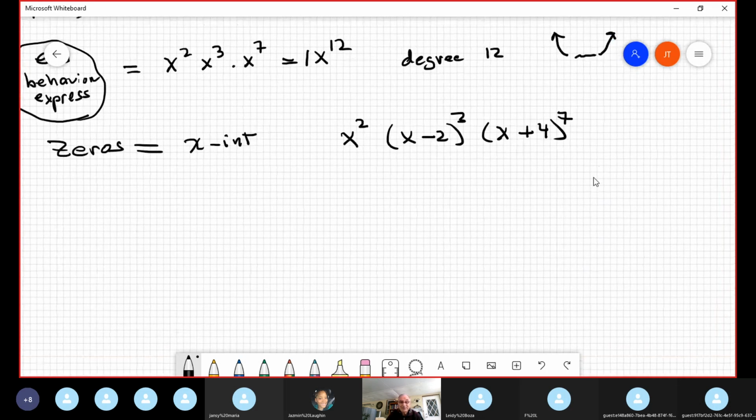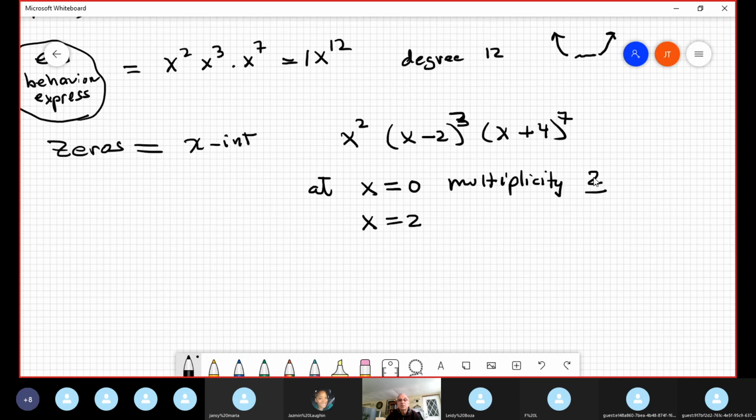We have x equals 0, which is this guy, multiplicity. This is a new idea, multiplicity 2, because 2 is the exponent. We have at x equal 2, this is 3, no? Multiplicity 3, and x equal minus 4, multiplicity 7. Okay? Remember, the degree of our polynomial is 12.